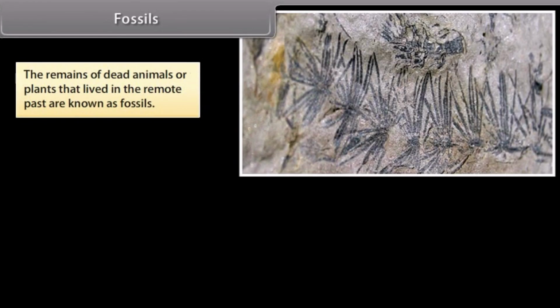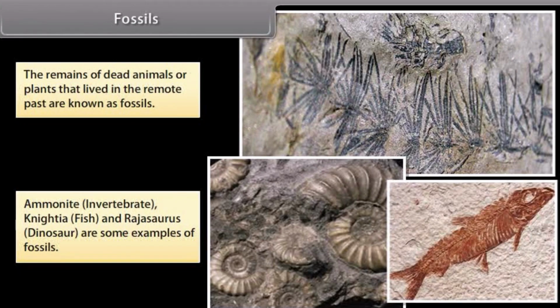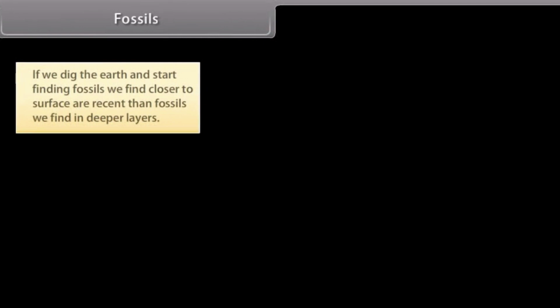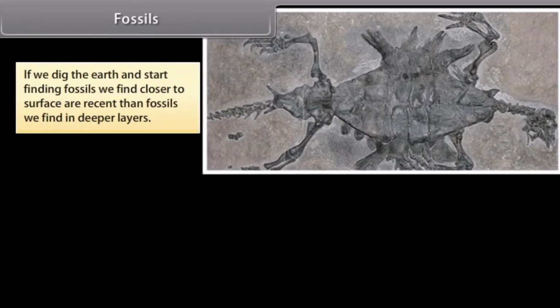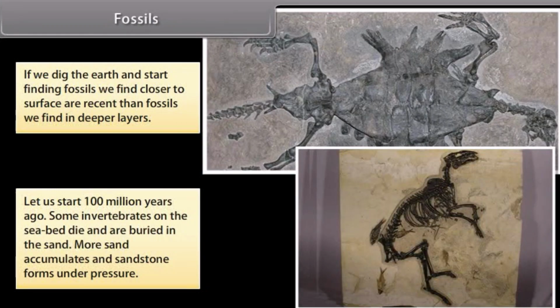Fossils. The remains of dead animals or plants that lived in the remote past are known as fossils. Ammonite, invertebrate, Nicaea, fish, and Rajasaurus, dinosaur, are some examples of fossils. If we dig the earth and start finding fossils, we find that fossils closer to the surface are more recent than fossils we find in deeper layers. Let us start 100 million years ago.